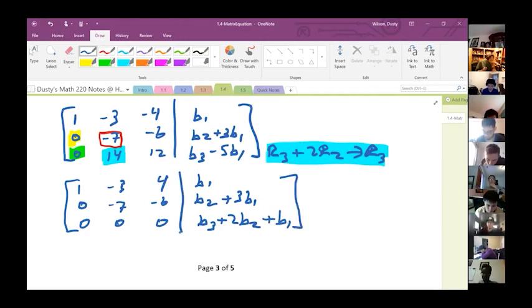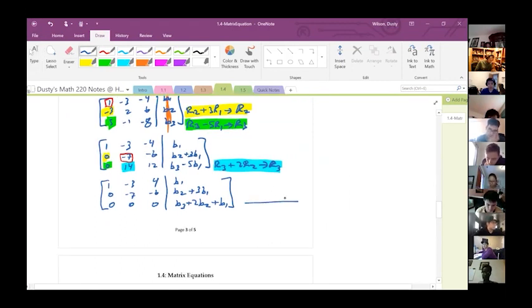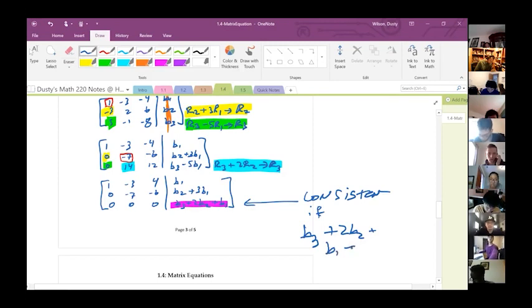And so going back, what are we trying to figure out? Our question is, is the system consistent? Is it consistent for all b1, b2, b3? So it's consistent if this quantity right here, which is b3 plus 2b2 plus b1, equals 0.